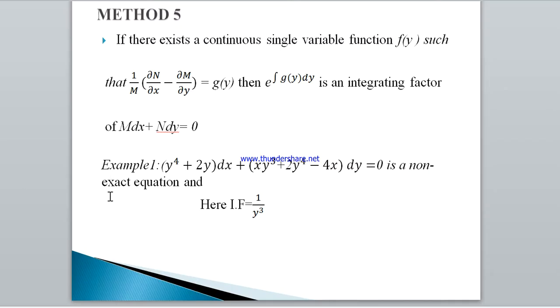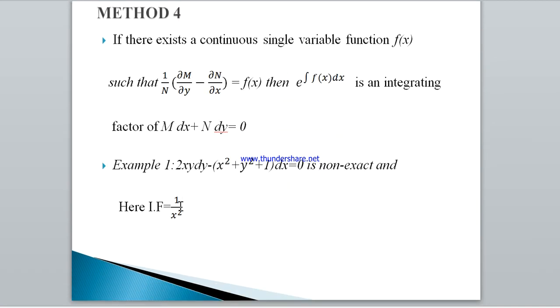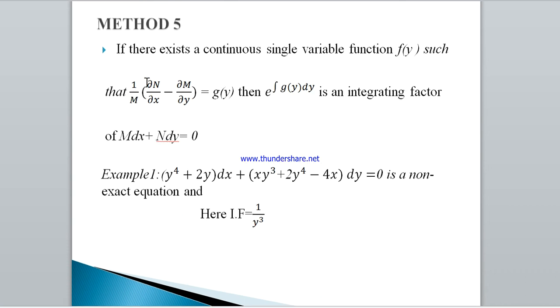These two are the methods to solve non-exact differential equations if it is not exact and not in the given form of y into f of xy dx plus x into g of xy dy equal to 0. Then we can apply these two methods, by checking the term 1 by N into (dou M by dou y minus dou N by dou x). If you get a single variable function in x, you can apply the fourth method. Otherwise, in the fifth method, 1 by M into (dou N by dou x minus dou M by dou y), if you get a single variable function of y, then the integrating factor is e power integral g of y dy. You can apply this method to the equation. So these are the methods to solve non-exact differential equations.